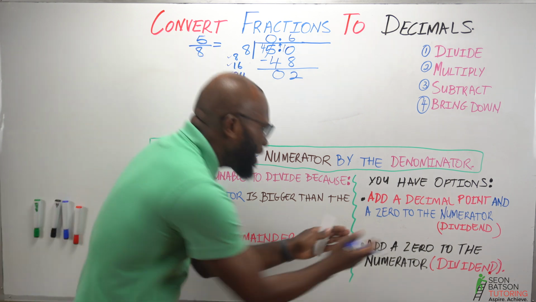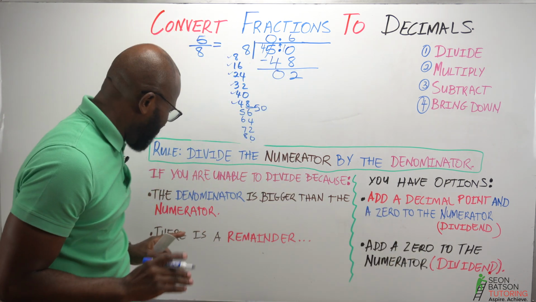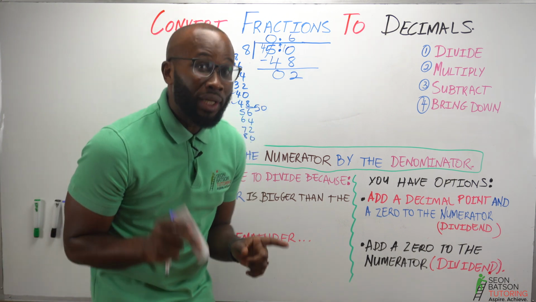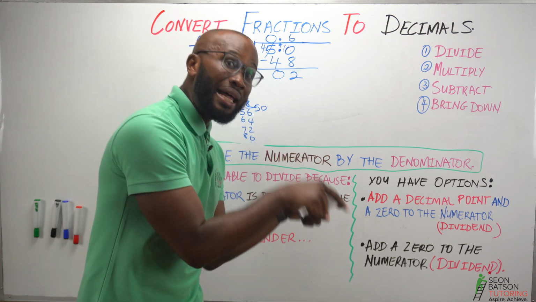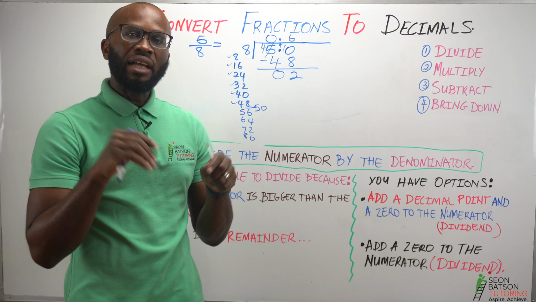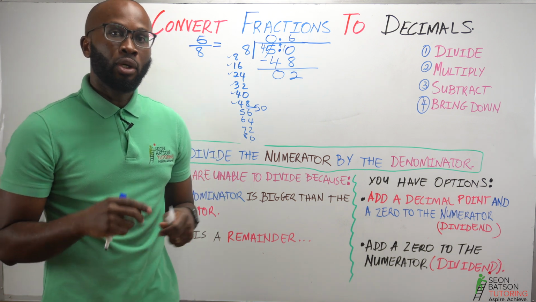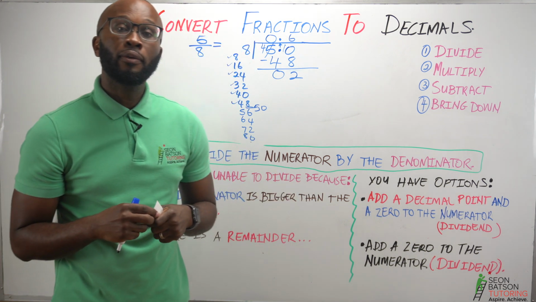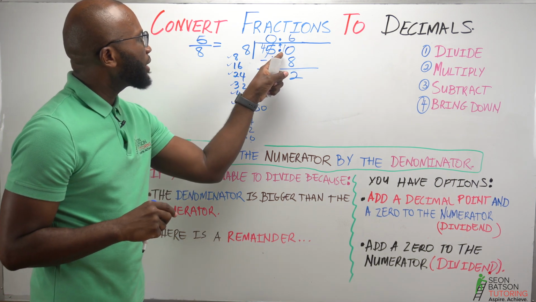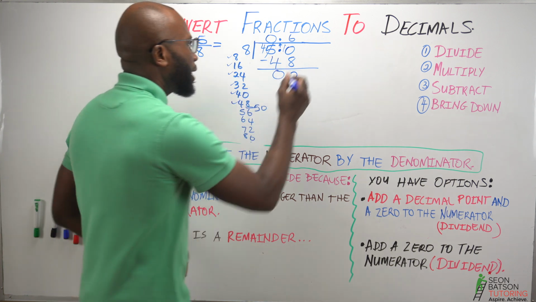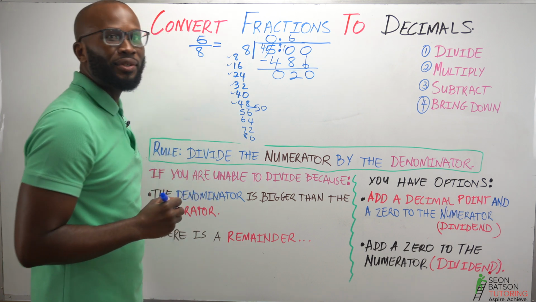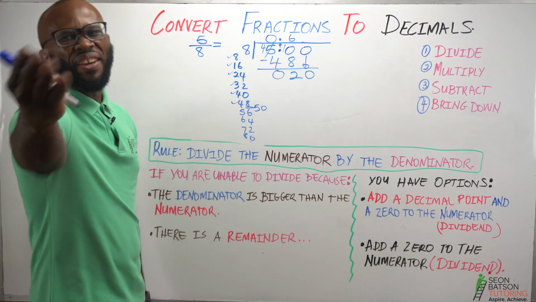Don't panic. We have options. If you are unable to divide because there is a remainder, you have 2 options. You can either add a decimal point and a 0 to the numerator, then continue dividing, or if there is already a decimal point, you'll just add a 0 to the numerator and continue dividing. We already have a decimal point here, so we add a 0, only a 0, and continue dividing.